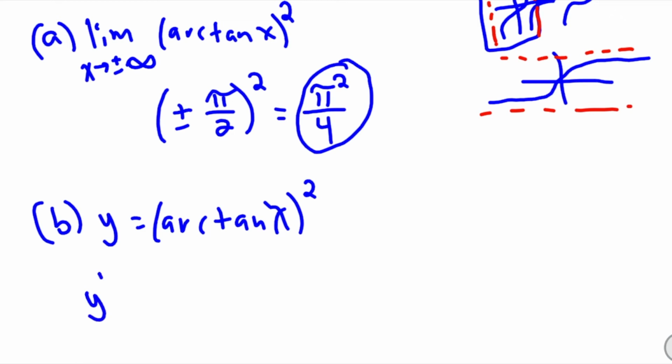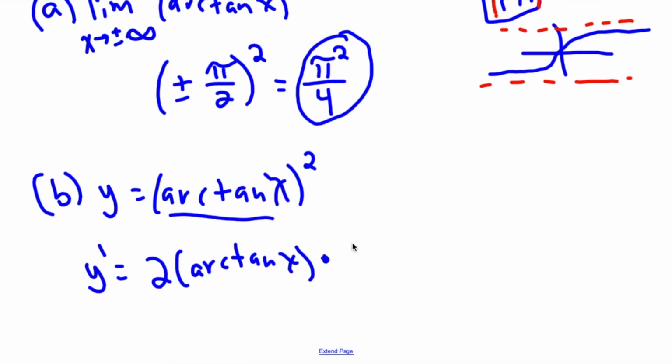So when we do the derivative, first of all, we have chain rule happening here. The outside function is squared, so we have 2 times arctan x, and then times the derivative of the inside, which is arctan x. So the derivative of that, as we covered in the previous day's notes, is 1 over 1 plus x squared.